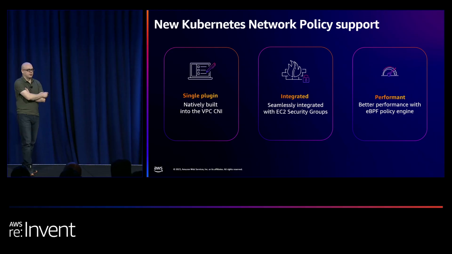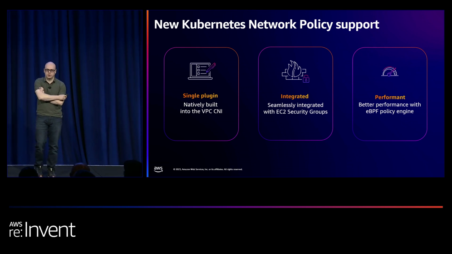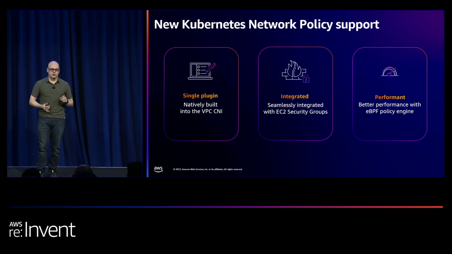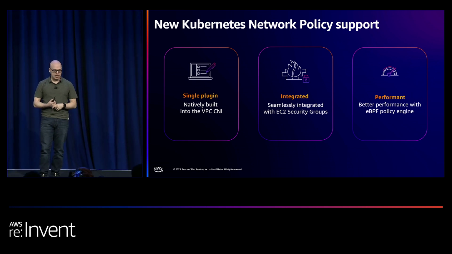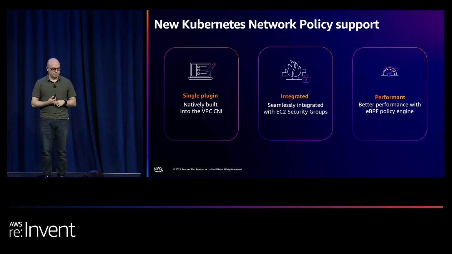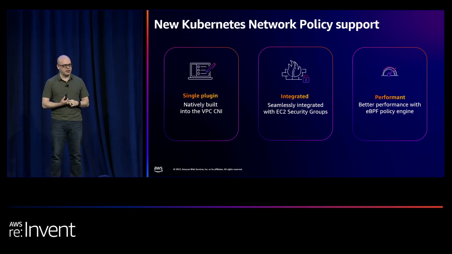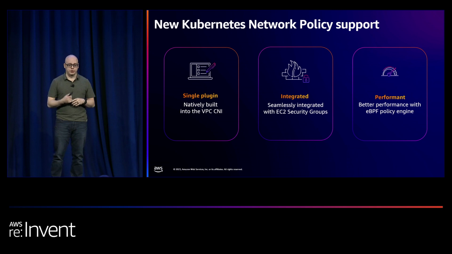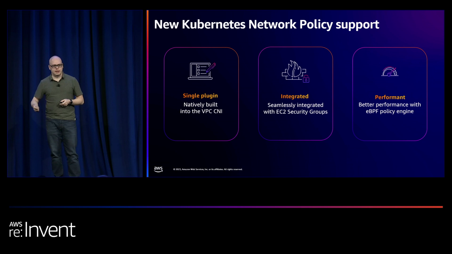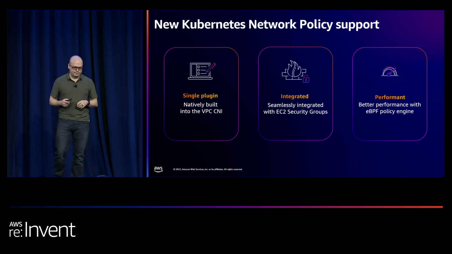Thanks. Yeah, so this is really exciting. It's a single plugin. So rather than having to install multiple things just to get network policy, you can use the VPC CNI that comes with EKS and get network policy support. This is also integrated with our other features that we have in our CNI, like EC2 security groups for pods. So in addition to Kubernetes network policy, you can also enforce security groups off box. And then it's just really performant. Rather than using an iptables-based way to block network access, it's using eBPF.